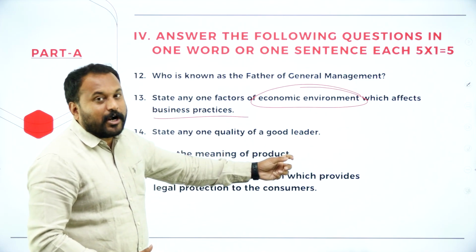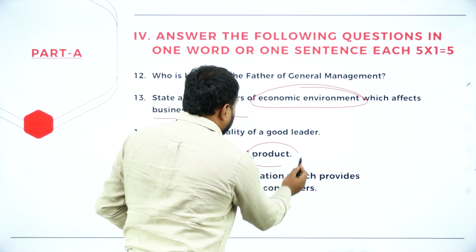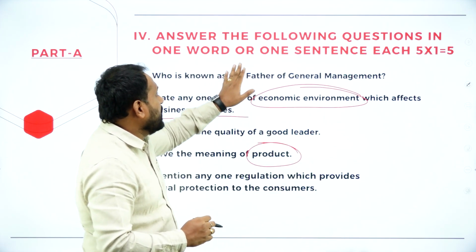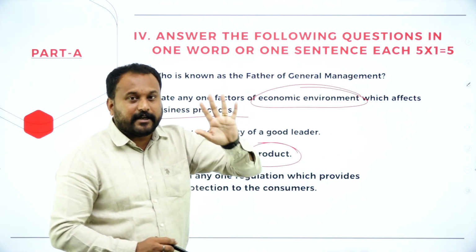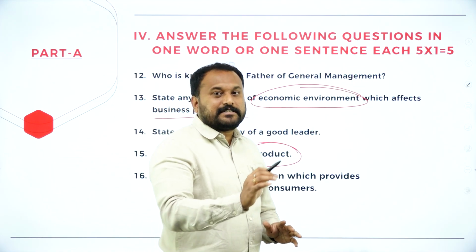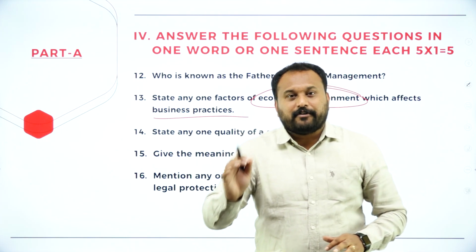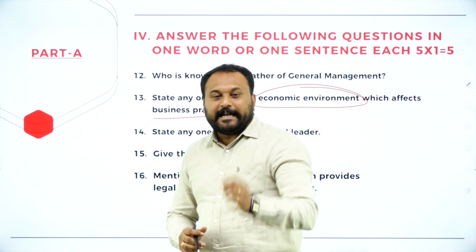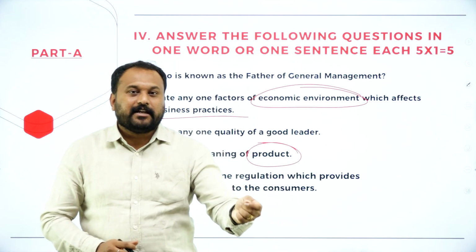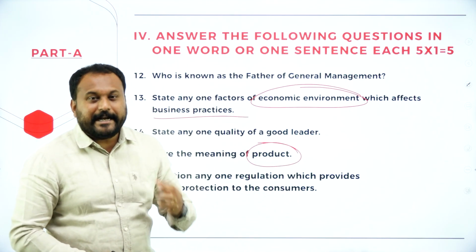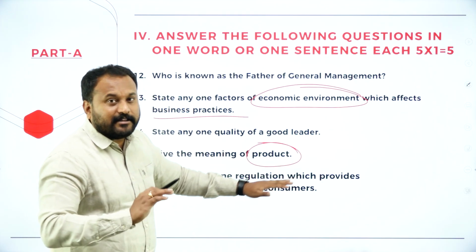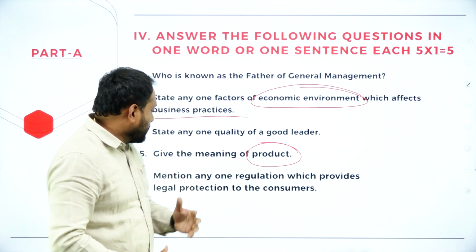Give the meaning of product. See, this is very simple. Give the meaning of product. Only one line you can go with, because they only say one sentence is enough. 1 mark you will get. Goods and services which are offered for sale. That is called a product. Anything which is for sale is called a product. So this is what? Give the meaning of product. Anything which is for sale is called a product.